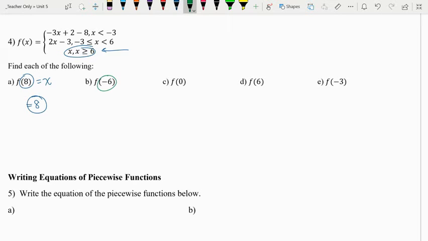If we're plugging in negative 6, that falls into the first category, so we need to plug it into this equation. So we have negative 3x plus 2 minus 8. So we have negative 3 times negative 6, because that's my new x value, plus 2 minus 8. And that makes it 18 plus 2 minus 8, which is 20 minus 8, which gives me 12.